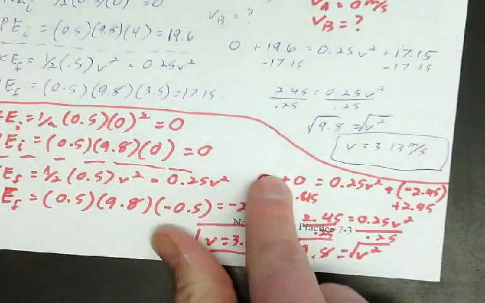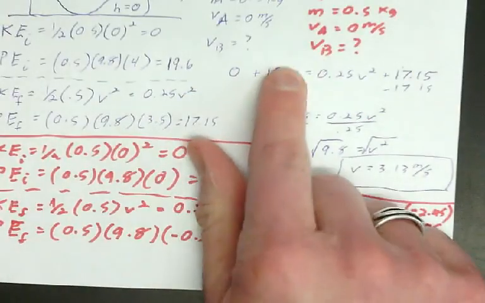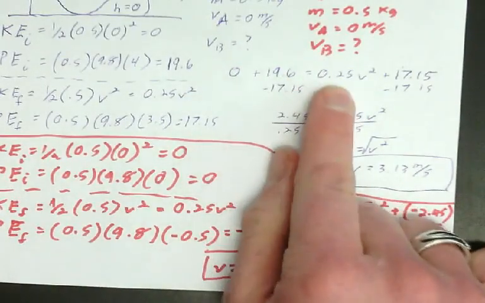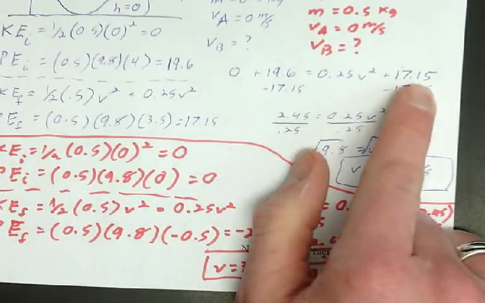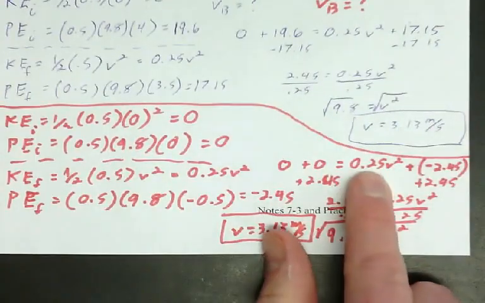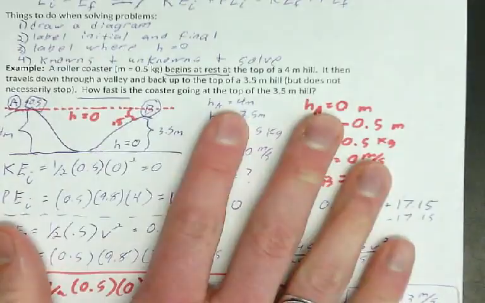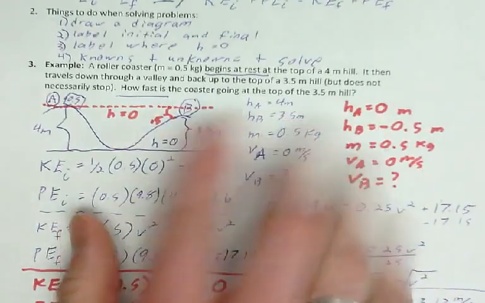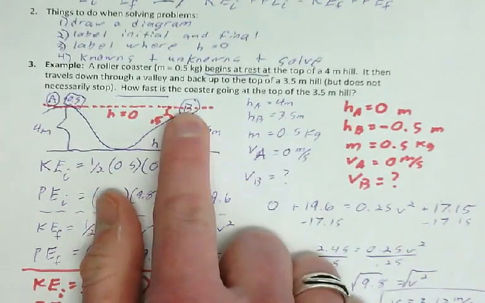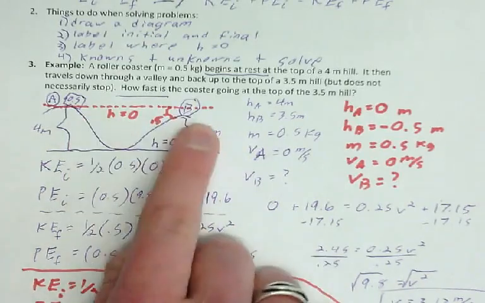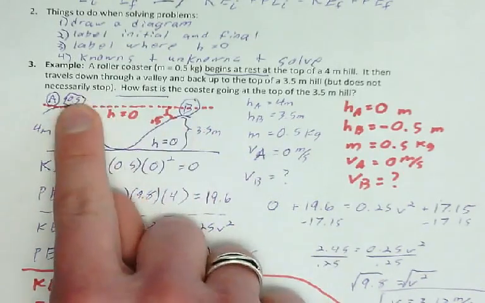And it had one less value I had to worry about. Over here I had three values, 19.6, 0.25 v squared, and 17.15. Here I only had two, 0.25 v squared and negative 2.45. If it was me, I would have picked b to be 0. I would have made b 0. So I ended at 0 and started at a.